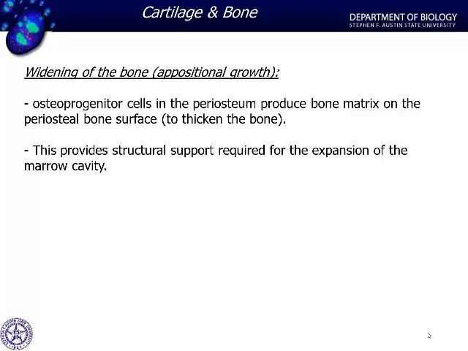Think about it, as your body pushes down from gravity on your legs, they're wanting to expand laterally. So we need that extra structural support so we can expand the marrow cavity where we're going to have hematopoietic tissue and fat storage in those areas. So we've got to have this appositional growth mediated and facilitated in the periosteum.